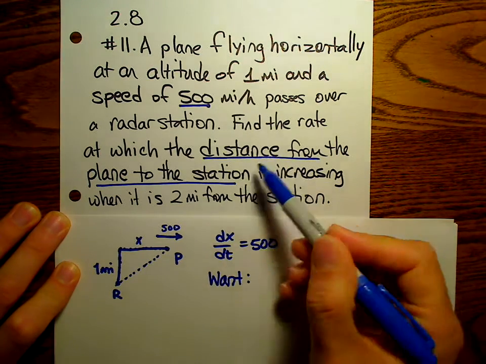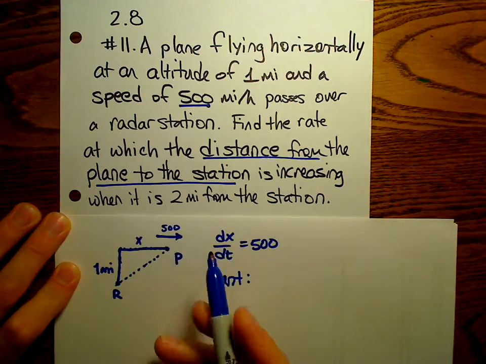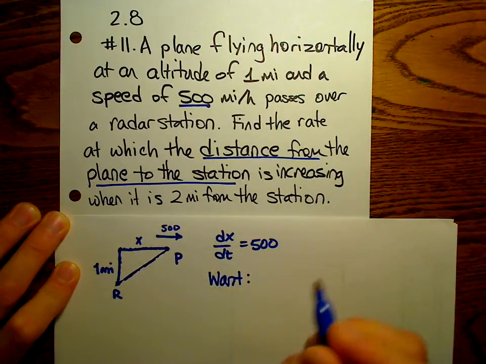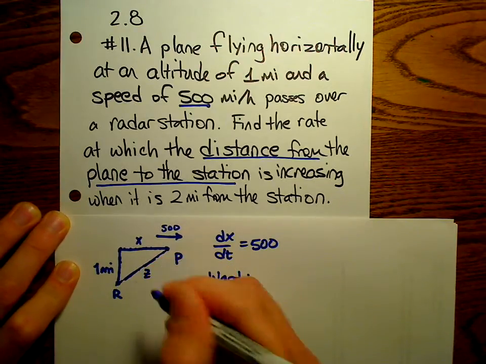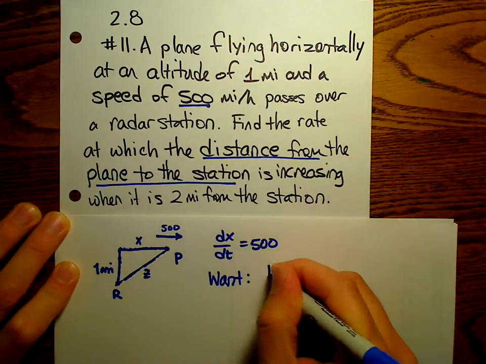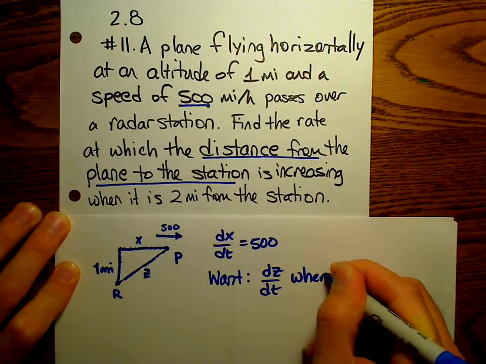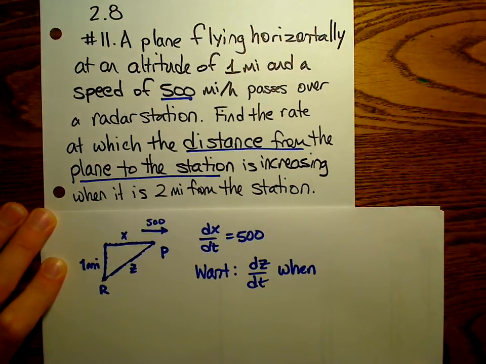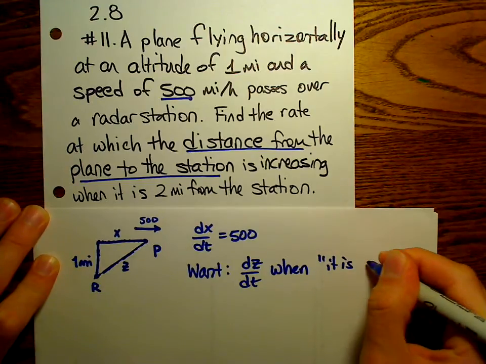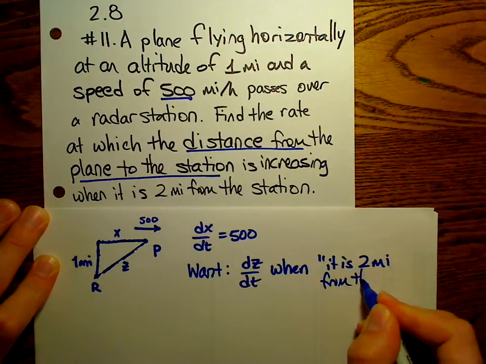Well, if you just wanted the horizontal distance, that's what that 500 is. That's probably not what they want. They want this here. That's a distance that we're interested in, and it's changing, so we'll call that z. And so what they want is dz/dt when, and now here's a problem with this statement as written, when it is 2 miles from the station.